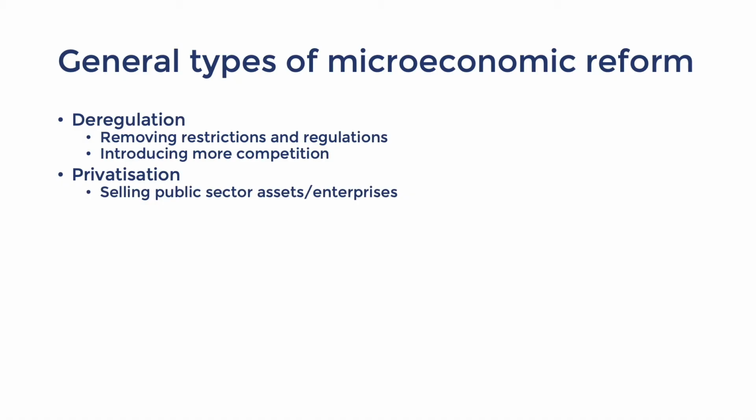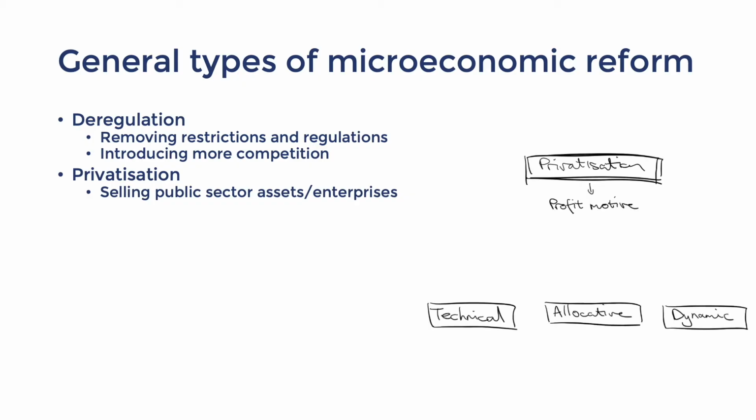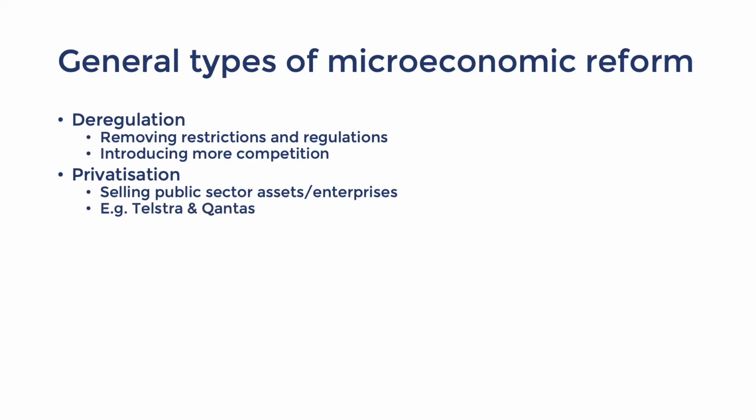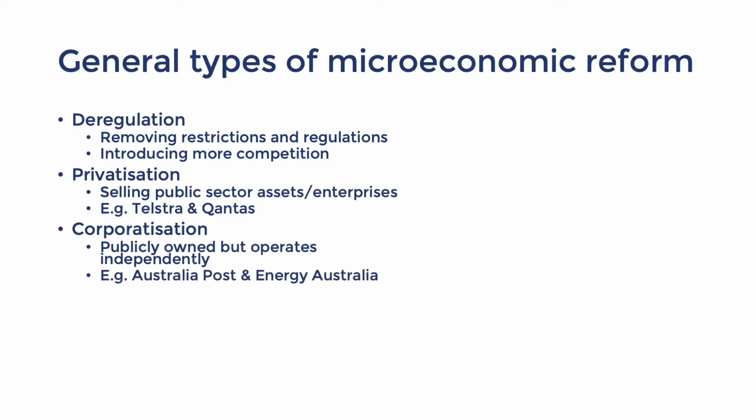As mentioned previously, the assumption is that the private sector tends to be more productive, competitive, and responsive to consumers compared to the public sector because they have a profit motive. This again can lead to lower prices and greater quality goods and services for the consumer. This has been the rationale behind the privatization of enterprises such as Telstra and Qantas. Related to this is corporatization. This is when the enterprise is still owned by the government but operates independently as if they were private sector enterprises. Examples include Australia Post and Energy Australia.